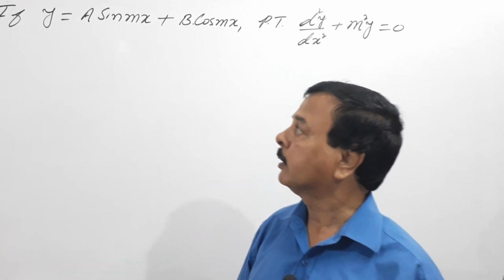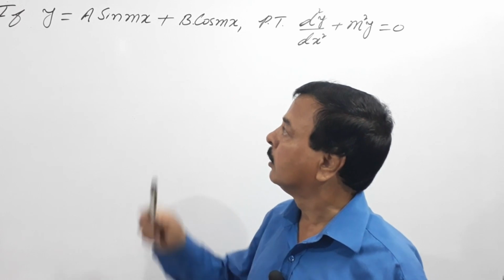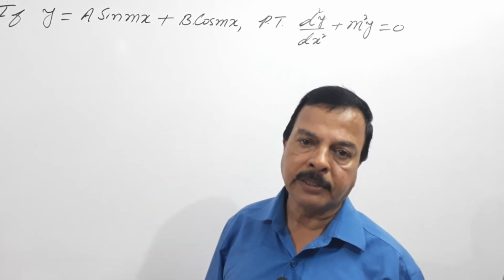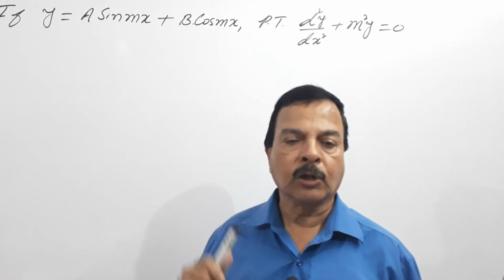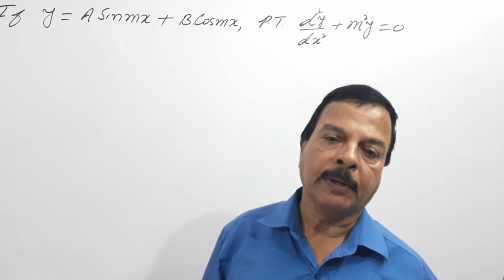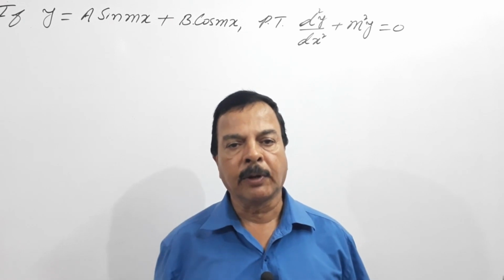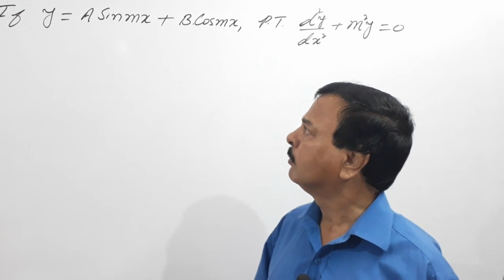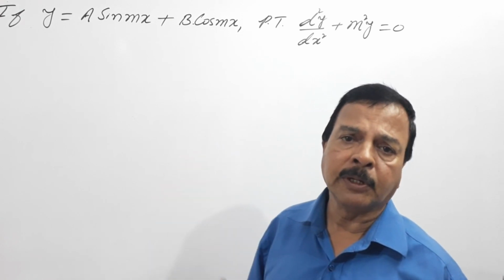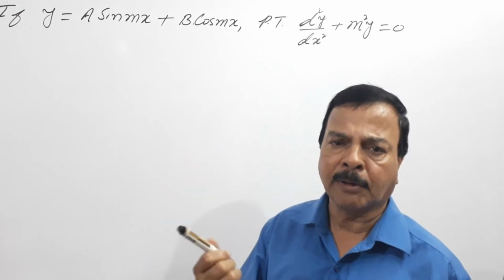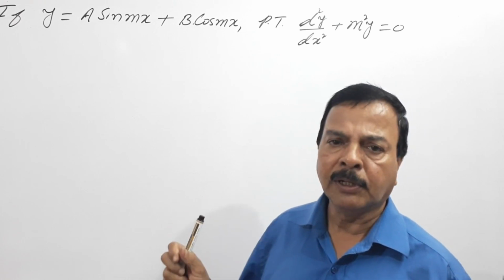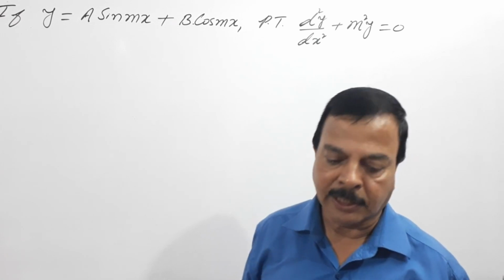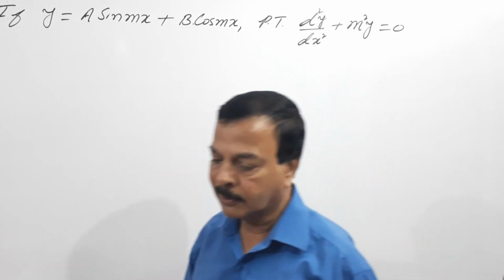Students, we have a problem here. Our next problem is, if y equals a sin mx plus b cos mx, prove that d square y by dx square plus m square y equals 0. It's a very simple problem, but this problem keeps repeating for 4 marks or sometimes 5 marks also. If the examiner is kind enough, he will definitely give this problem to you in the next exam. So let's solve this.